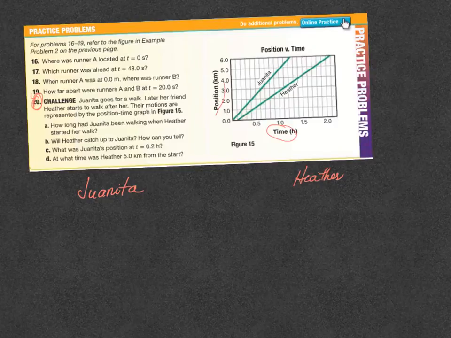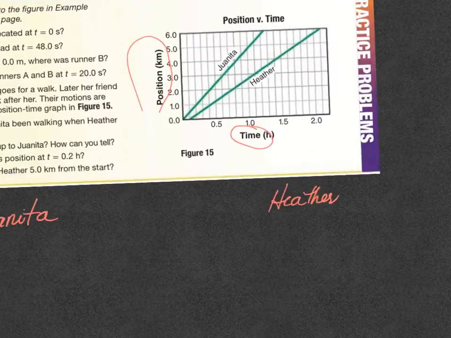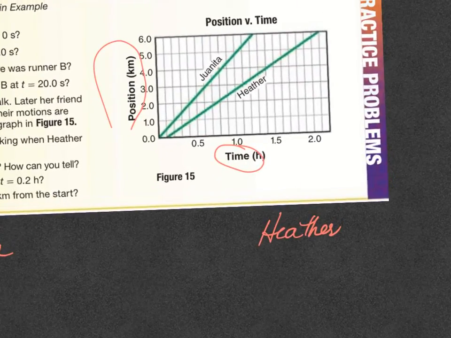Time over here, and I have position. Okay, Juanita. How can I describe Juanita's motion? Let me make that bigger. Juanita started over here at the reference point, or at the origin. Now, Heather, did she start at the origin too? Yes. She started at the origin too, because over here the position is 0. Now, do they start at the same time? No. As you can see over here, 1, 2, 3, 4, 5.